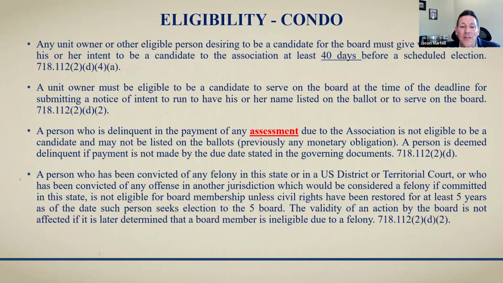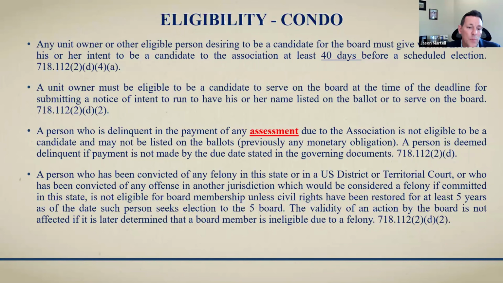But any eligible person desiring to be a candidate for the board must give written notice of his or her intent at least 40 days before the scheduled election. Okay, so you can't miss that deadline. All right. And you have to be eligible at the time you give that intent to run for the board.